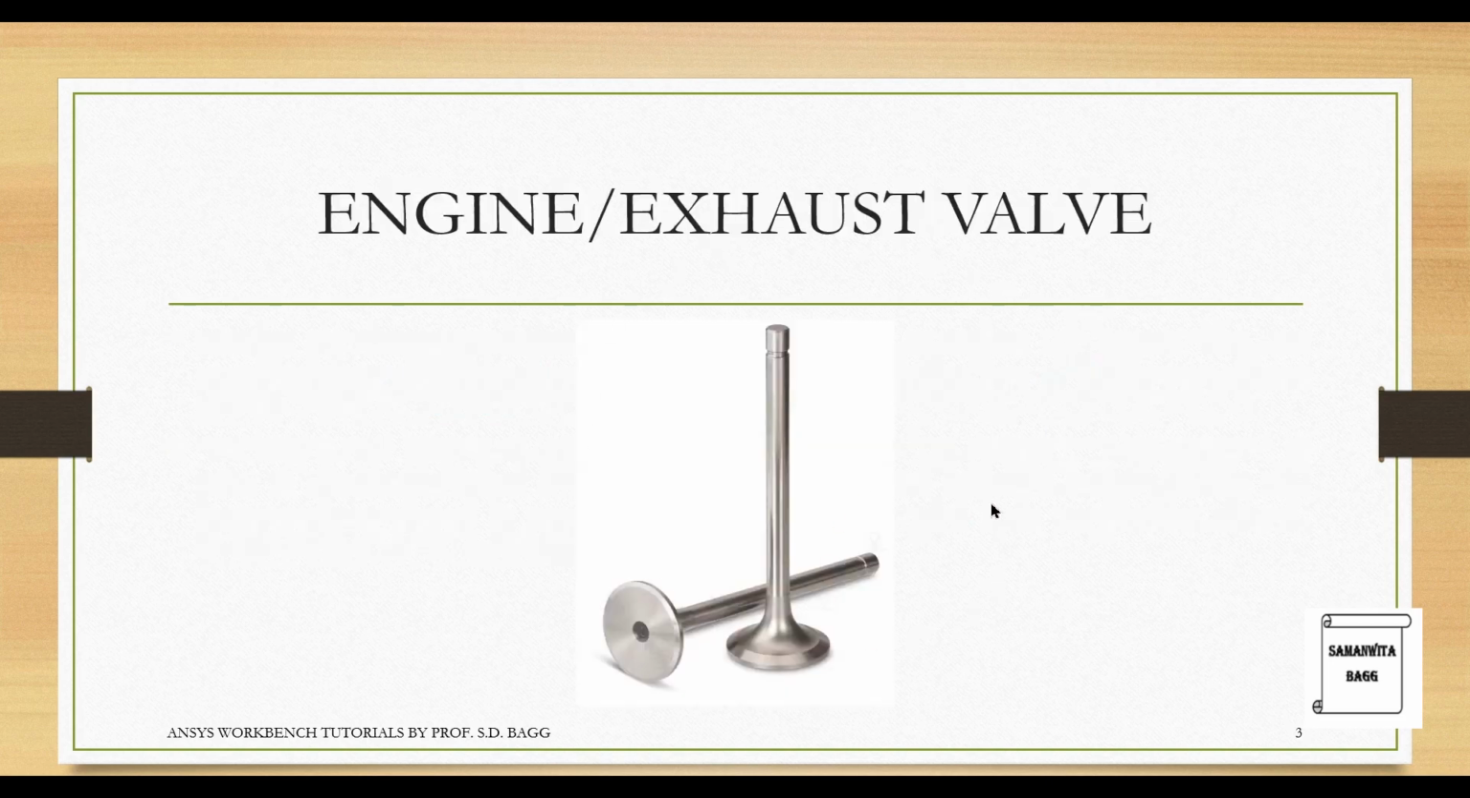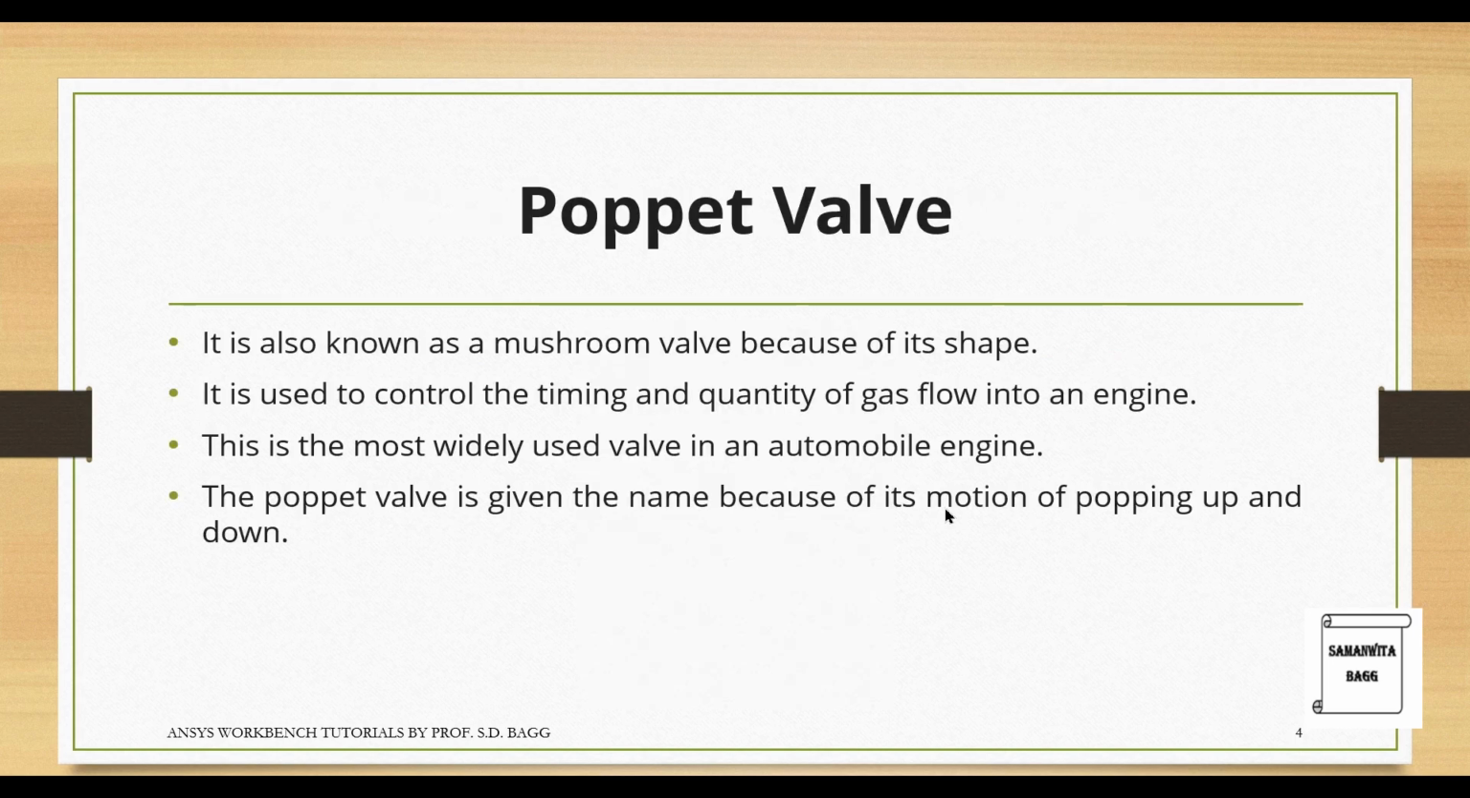So this is how the engine or the exhaust valve looks like. This is also called a poppet valve. It is also known as a mushroom valve because of its shape. It is used to control the timing and quantity of gas flow into an engine. This is the most widely used valve in an automobile engine. The poppet valve is given the name because of its motion of popping up and down.